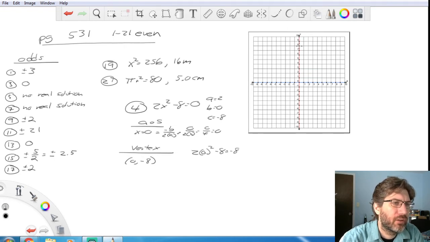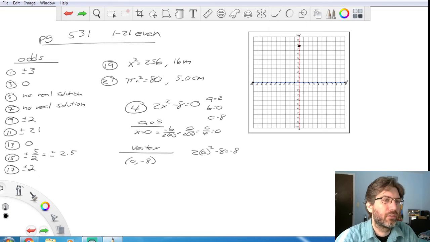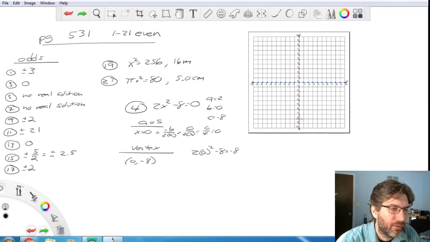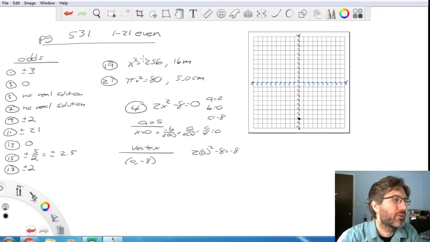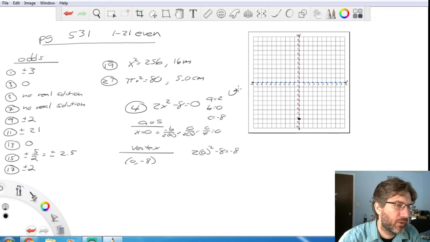0, -8. You might need a bigger, oh, I'm sorry, -8. I should put it that way. 0, -8 is down here. And that's going to give me room. Because again, A is positive, so we know it's opening upward, and we have a min. So this here will be our minimum point. And then you've got to find a couple more points.